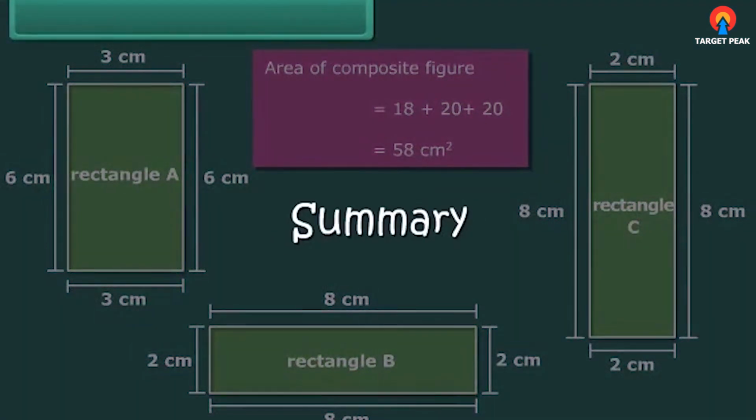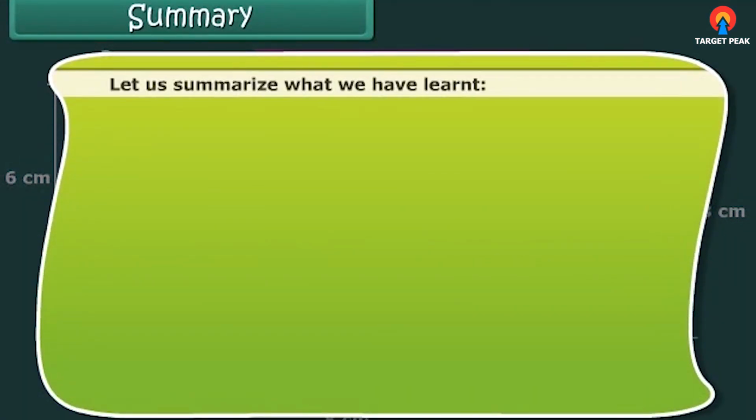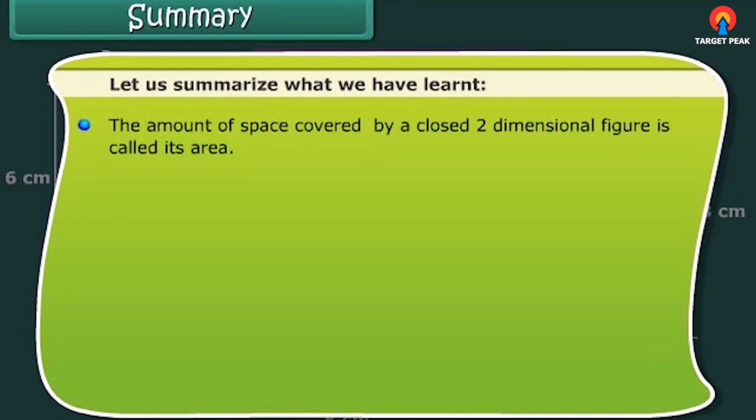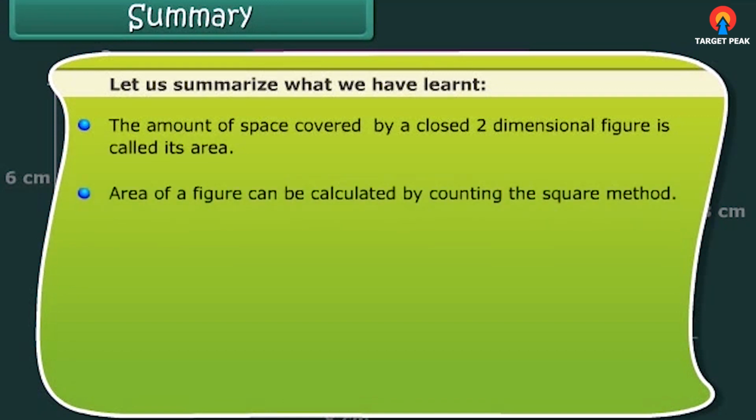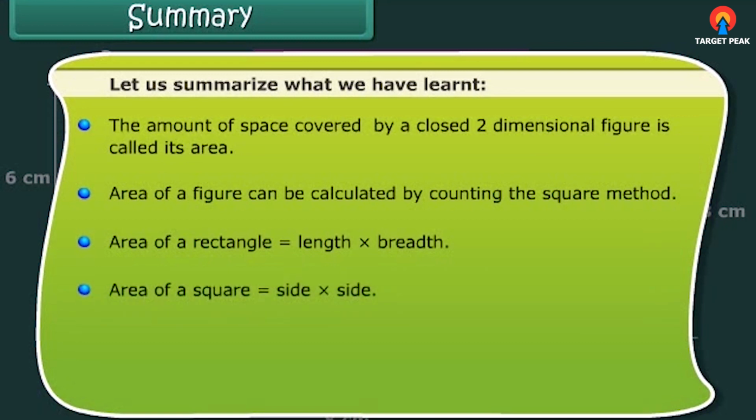Summary. Let us summarize what we have learned. The amount of space covered by a closed two-dimensional figure is called its area. Area of a figure can be calculated by the counting the square method. Area of a rectangle is equal to length into breadth. Area of a square is equal to side into side.